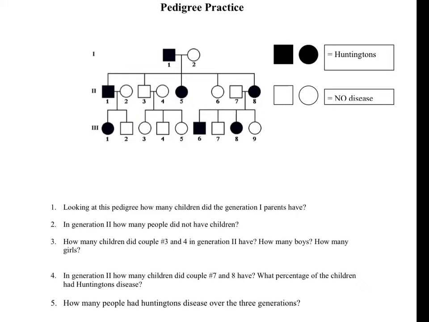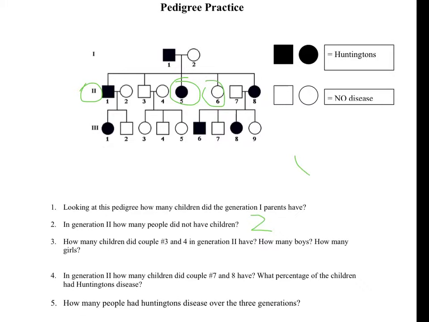Moving on to question number 2. In generation 2, how many people did not have children? You have to look very closely here. Again, this is generation 2, and we can see that this female did not have any children, as well as this female did not have any children, because there's no line going down connecting them to the 3rd generation. So the answer is 2 people in the 2nd generation did not have children.